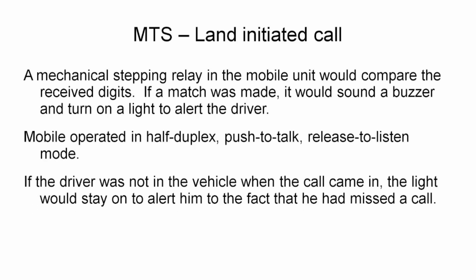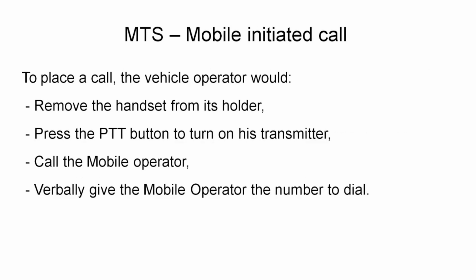The mobile operated in half duplex, push to talk, release to listen mode. If the driver was not in the vehicle when the call came in, the light would be latched on to alert him to the fact that he'd missed a call. To place a call, the vehicle operator would remove the handset from his holder, press the push-to-talk button to turn on his transmitter, call the mobile operator, and verbally give the mobile operator the number to dial.